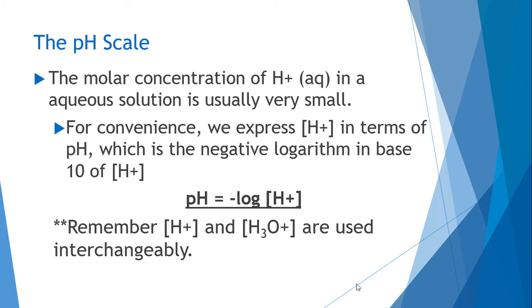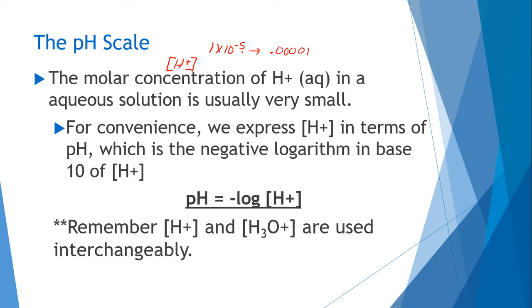Starting with the pH scale, the molar concentration of H+, which is generally written with brackets, is going to be small. For example, we learned that 1 times 10 to the negative 5 is an acidic solution, and that's actually equal to 0.00001. That's a very small number. This can even get all the way to negative 14, which is quite a few zeros.